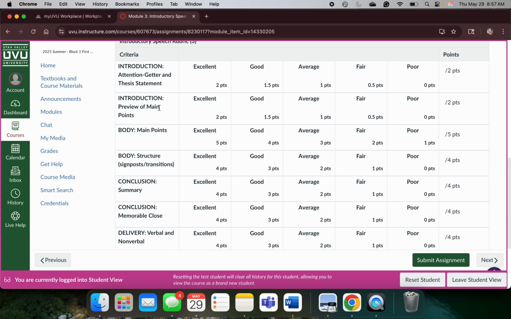I cannot underscore enough how important this is. Every single speech you give will have an attention getter. This can be a question. This can be some way to draw your audience in. Then you're going to make some kind of thesis statement.